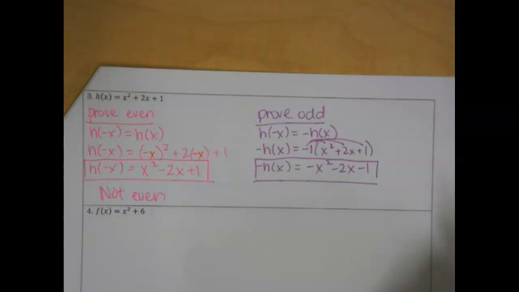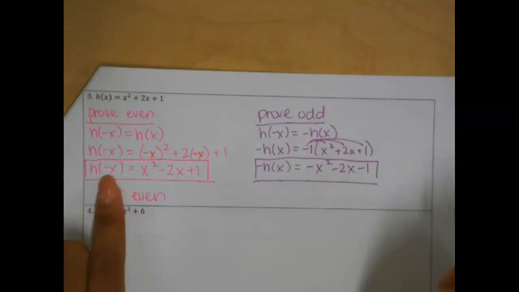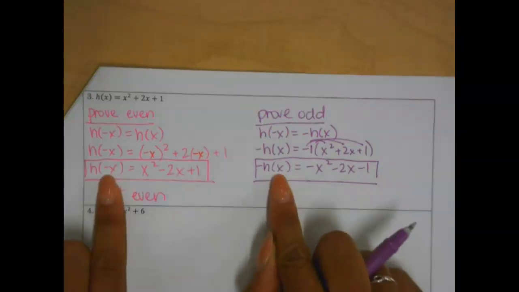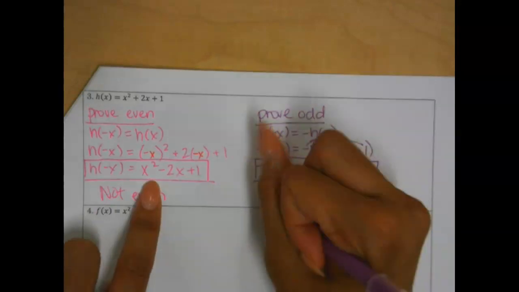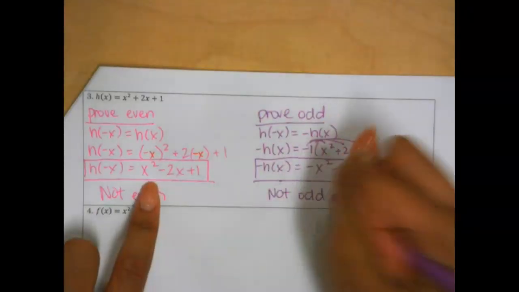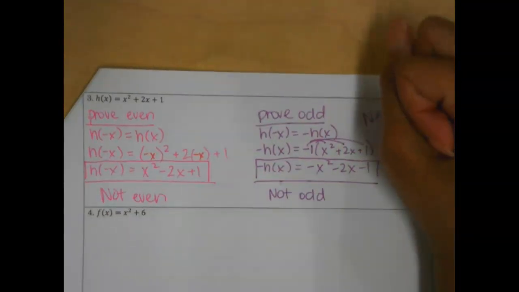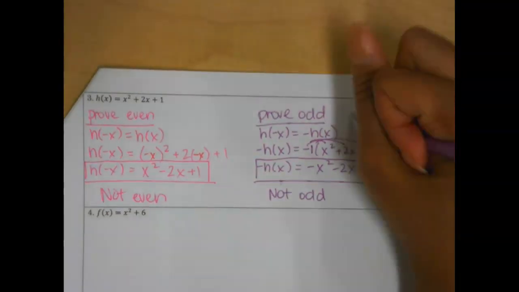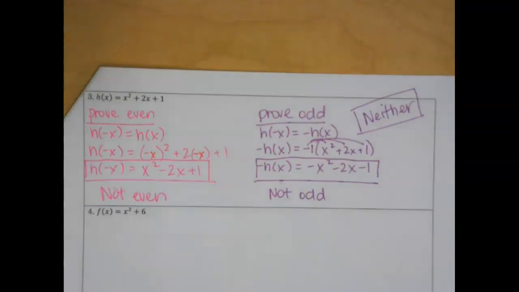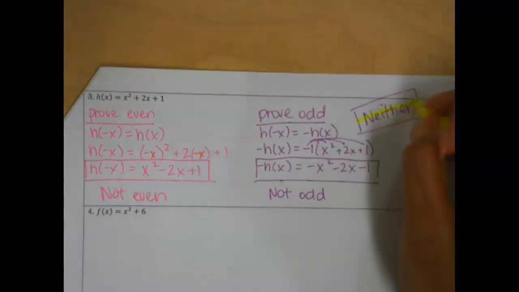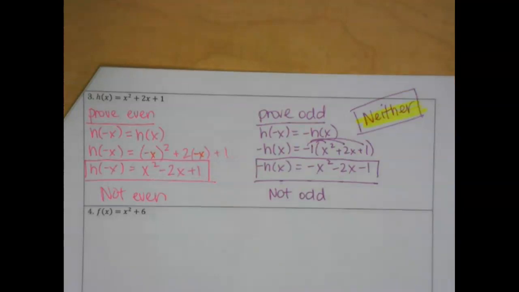Sonia, check these two. Is h of negative x equal to negative h of x? Gross. So this one is not odd. When that happens, Sonia, what's my answer going to be? Yep, it's neither even nor odd. It's going to be neither. On your tests and quizzes, you can just write out neither, and I'll know what you're talking about.